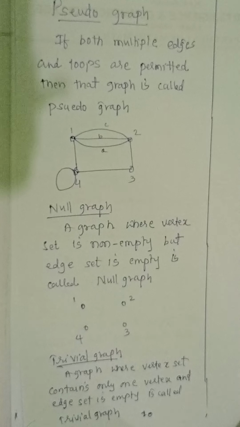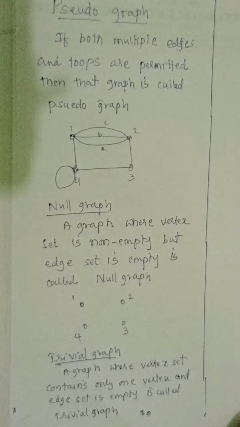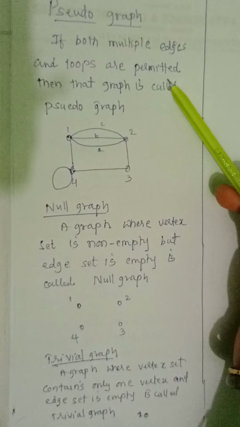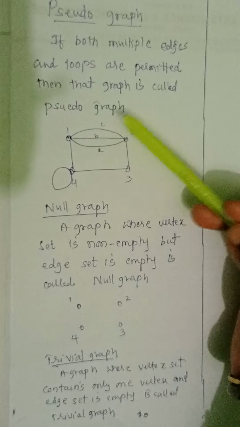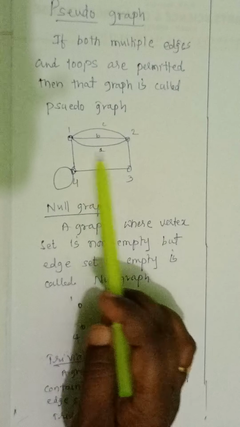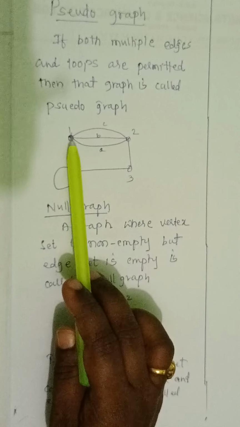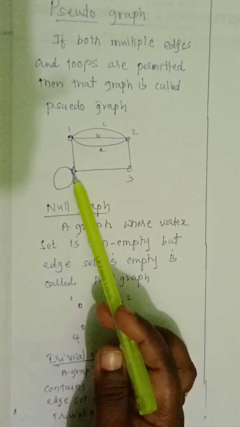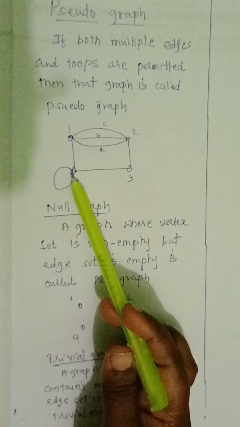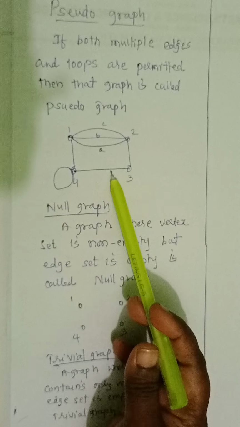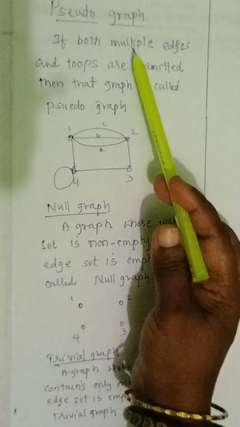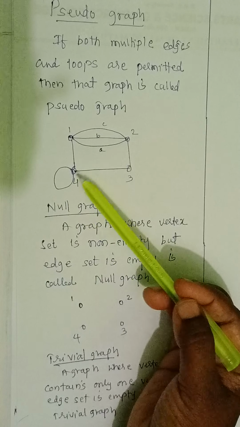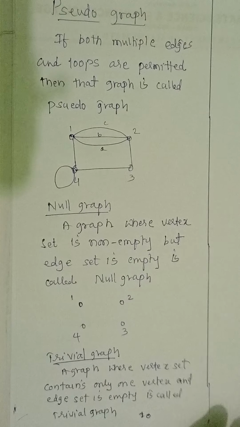Next take the pseudograph definition. What is a pseudograph? If both multiple edges and loops are permitted, then that graph is called a pseudograph. In this example, from vertex 1 to 2, 3 edges are connected. Here at vertex 4, there is a self loop. So hence such a graph is called a pseudograph, where both multiple edges and loops are permitted.